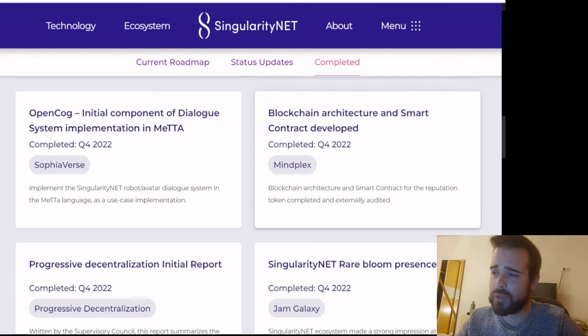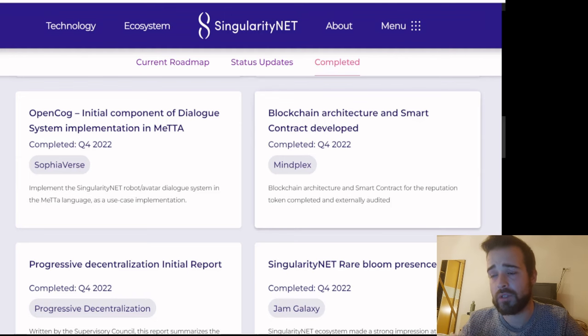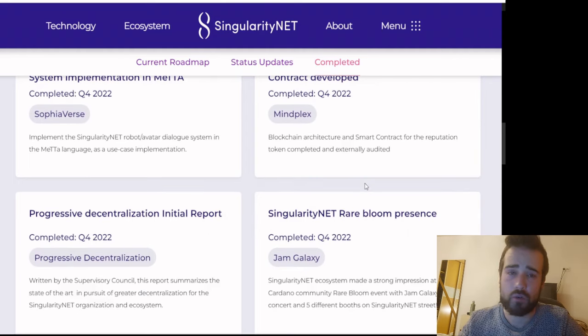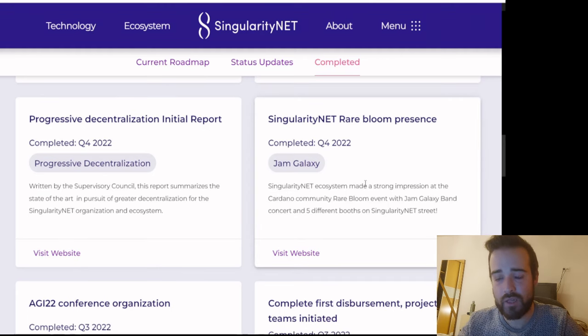Also, in terms of Mindplex, which is another project from the ecosystem, they successfully defined the architecture and launched the smart contracts for their blockchain, and completed the reputation token and even audits. So they basically were able to launch successfully, which is very positive.